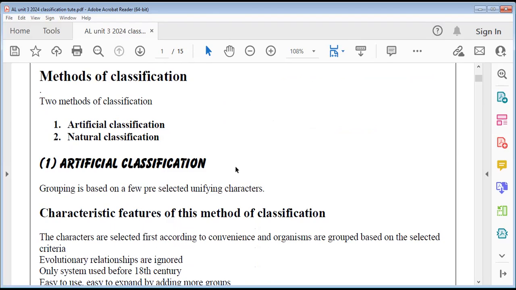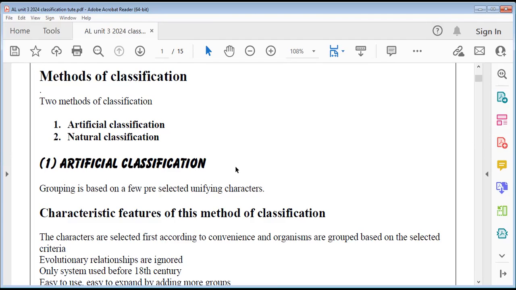Artificial classification and natural classification. Who does artificial classification? Human or nature? Humans. Natural classification? Nature. No, both are done by humans. Understood?